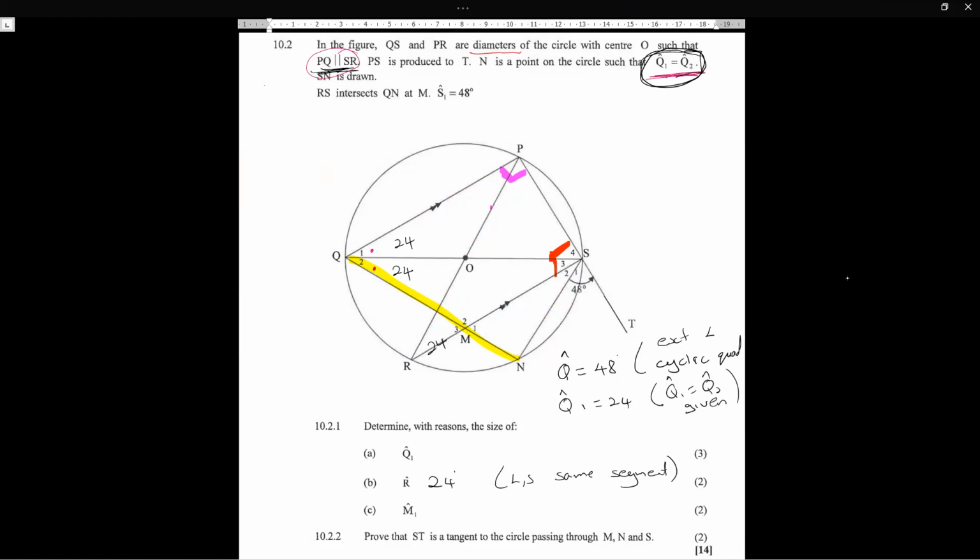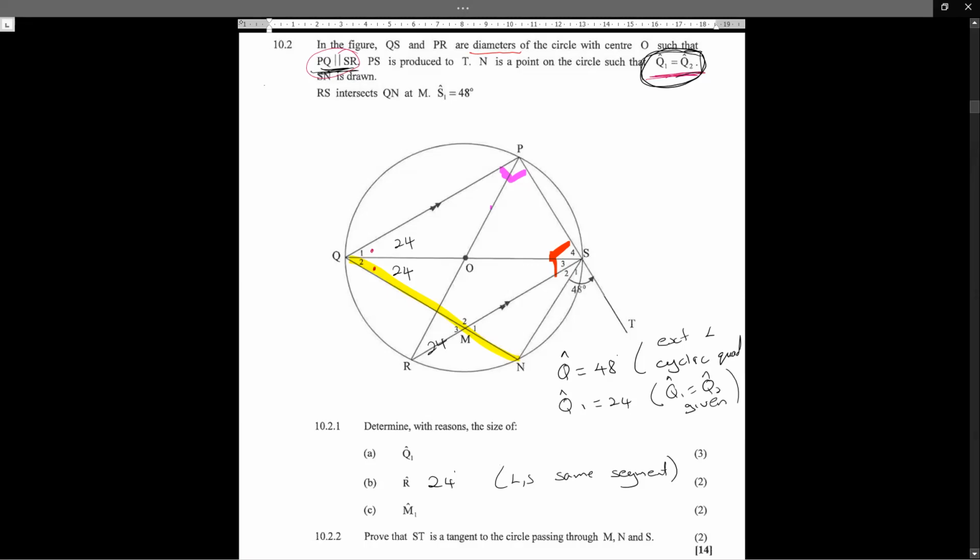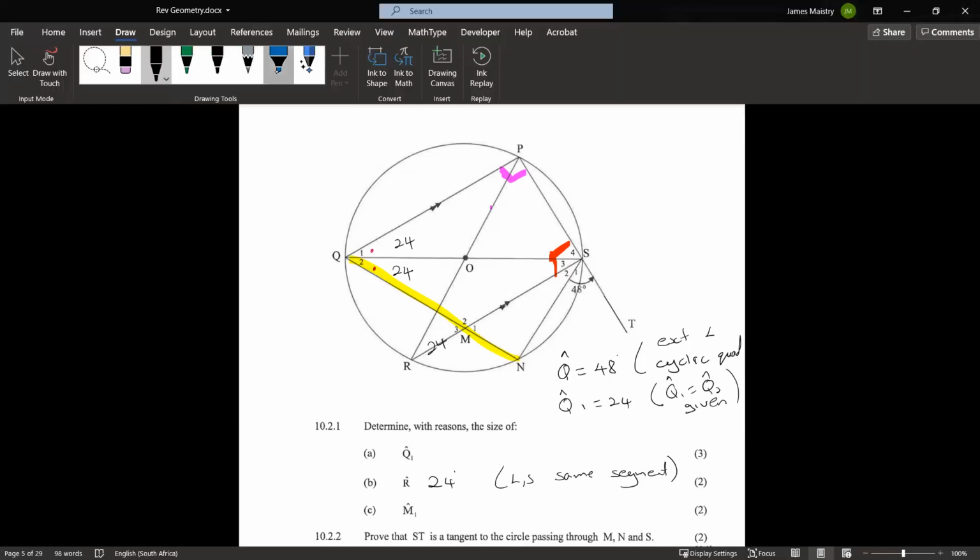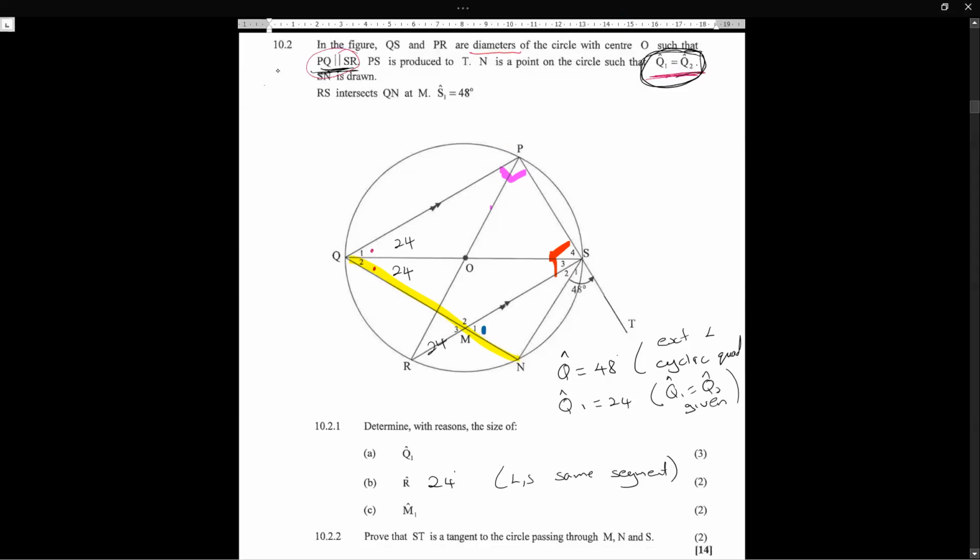Anyone has any ideas? How can we find M1? So you ask yourself a question, what is M1 actually equal to? And I'm noticing it's below the parallel line. So very quickly, if you draw your parallel lines, angle M1 is on the right-hand side of the transversal, below the parallel line. It has to be equal to the whole of Q, corresponding angles.